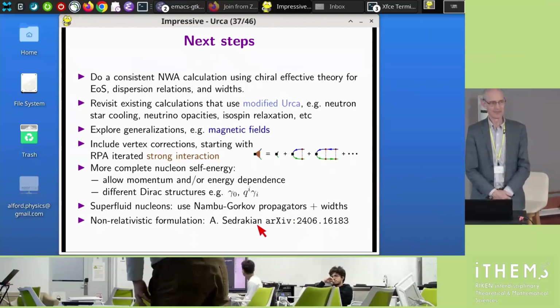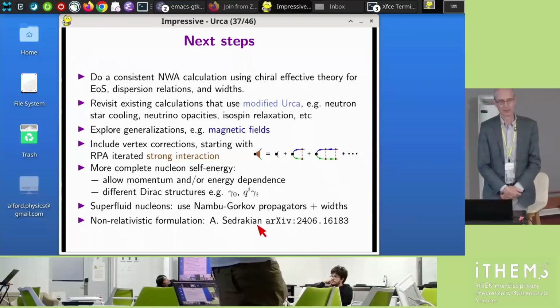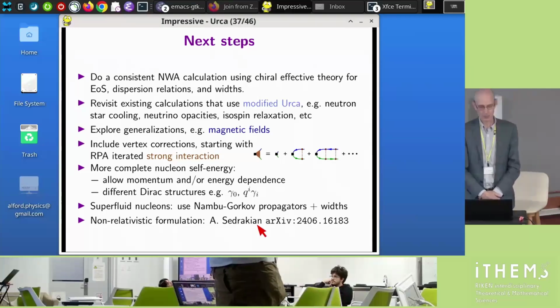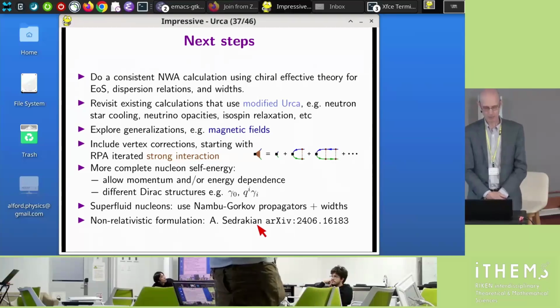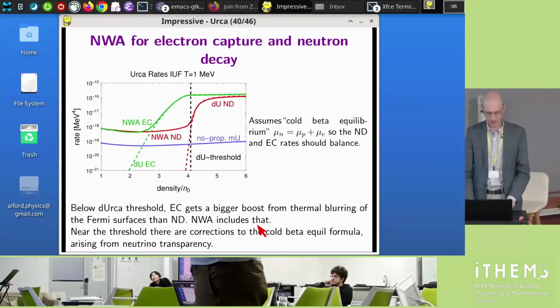So may I ask, although you didn't state it this way, can you state that there is no such thing as a modified Urca, but it's just an immediate modification to the ordinary Urca process? Yeah, well, okay. Maybe I can skip to one of my extra slides for this.